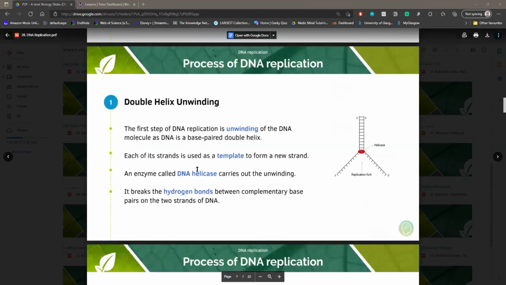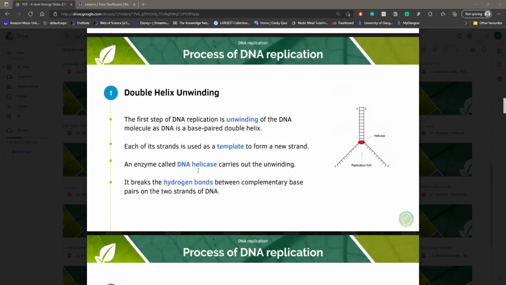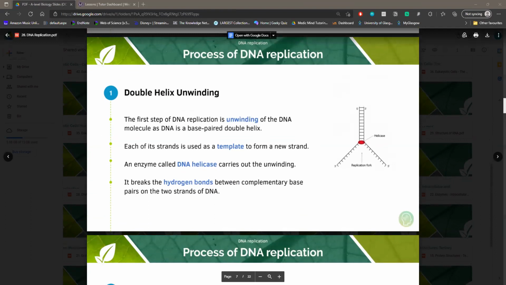The first step of the process is unwinding the double helix. Because we want to use both strands as a template strand, we need to break the double helix first. We do this using an enzyme called DNA helicase. DNA helicase breaks the hydrogen bonds, allowing for the DNA to split.